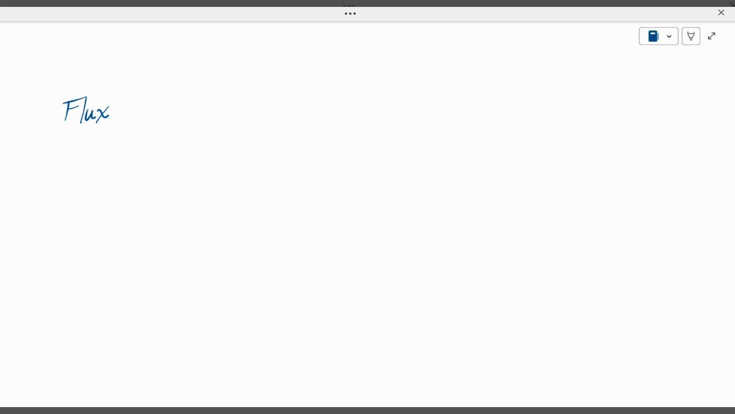So, the question is, well, then what is flux? Okay, so flux is the amount of charge, and by charge, I should be lying, the amount of the E field, which is obviously created by charge, that interacts with a given surface.